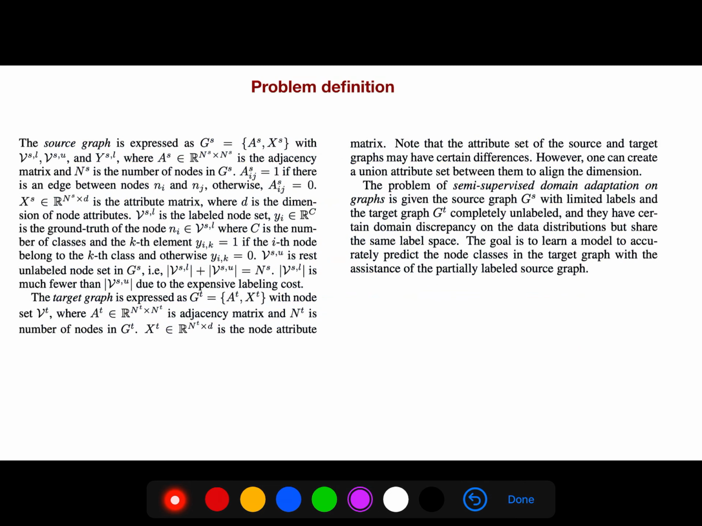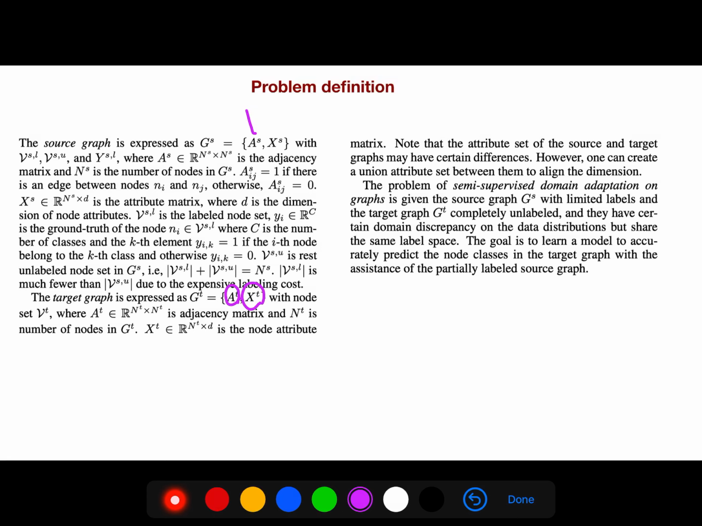So we have a source graph. This A is the adjacency matrix. If there is an edge, it's 1 for the corresponding entry of this matrix. And the target graph is like this adjacency in your data.